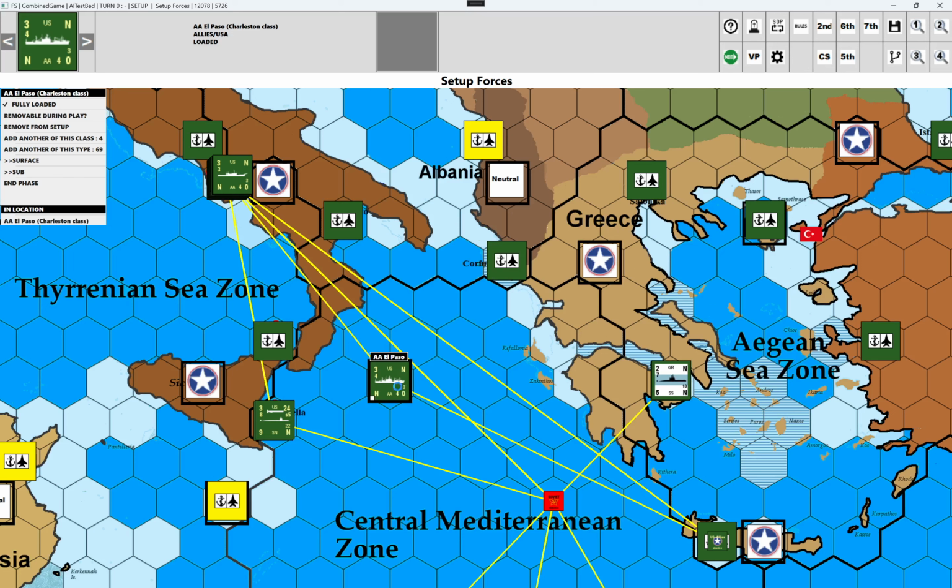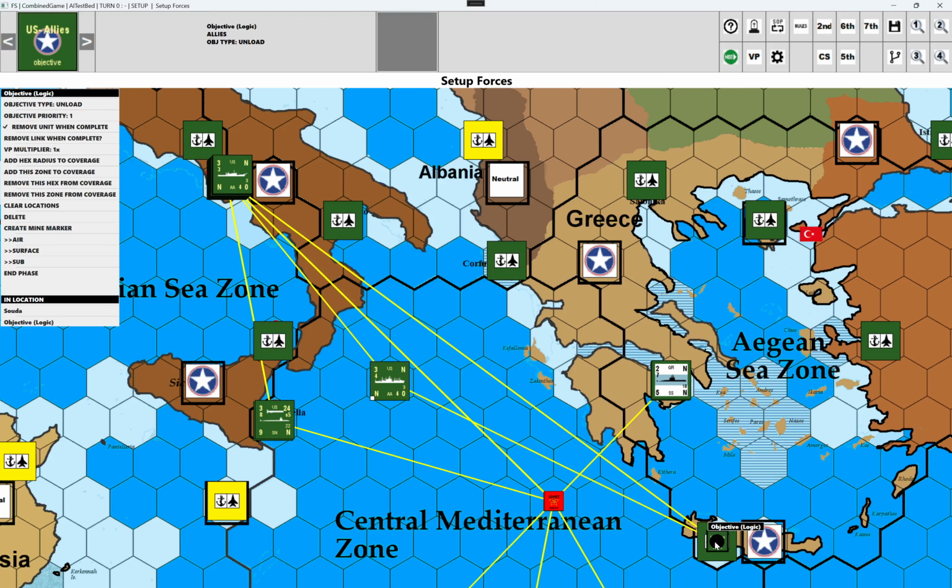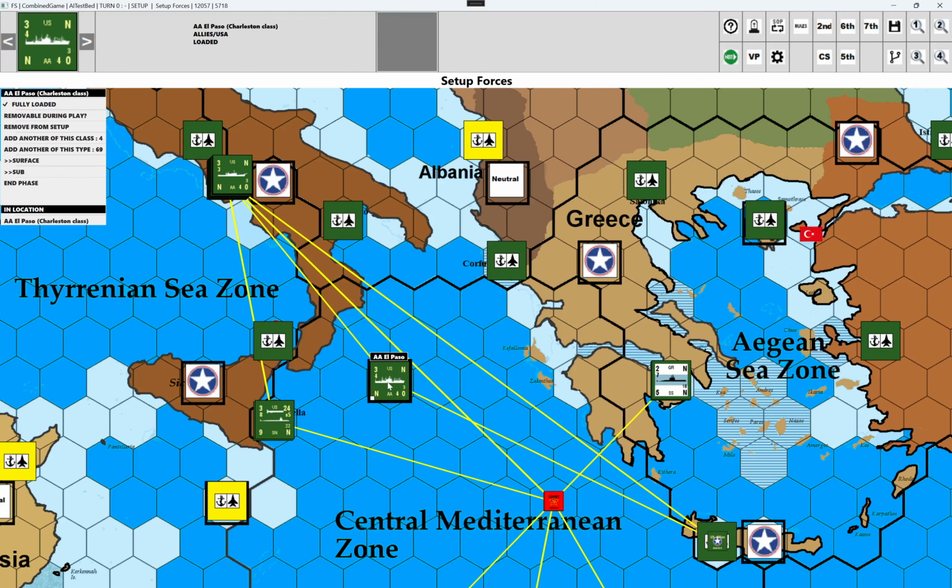Notice he has a special value of 3. So if I didn't set this objective to be remove unit when complete, then what's going to happen is he's going to basically travel here, unload, and then what should happen is he picks back the load. He can't pick the unload anymore because he doesn't have anything on him.